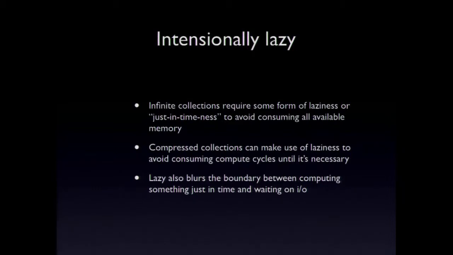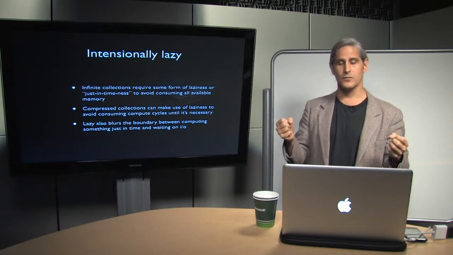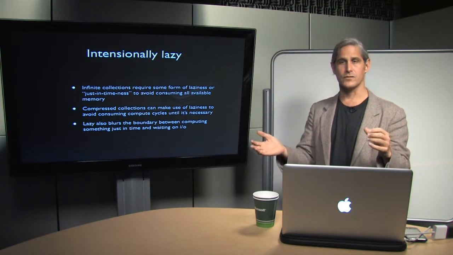So again, the point is we want to be lazy about intentional collections in many cases. When we're dealing with infinite collections, so the size of the collection is unbounded, then we need some kind of just-in-timeness in order to avoid consuming all the memory available on the machine, or machines, if we're running this on a farm. Likewise, if we're using the algorithmic aspect of the specification of the collection to give us some kind of compression, then we can use laziness or just-in-timeness to avoid unnecessary use of cycles.